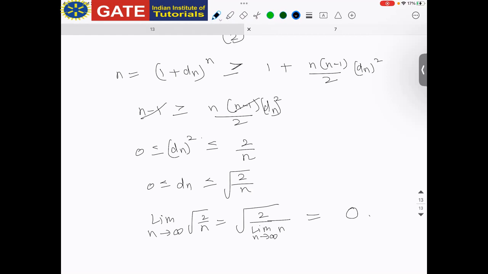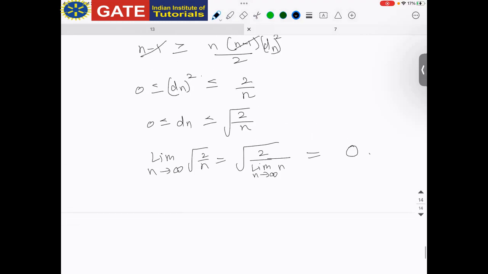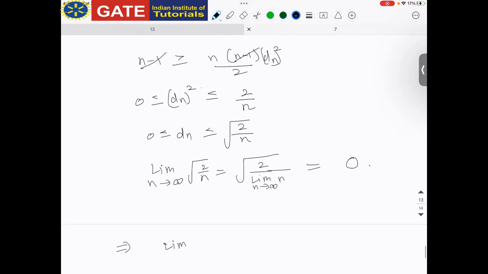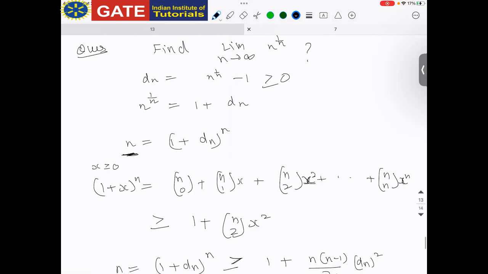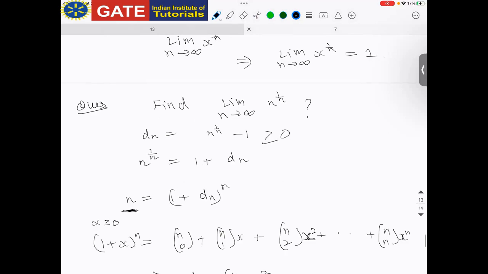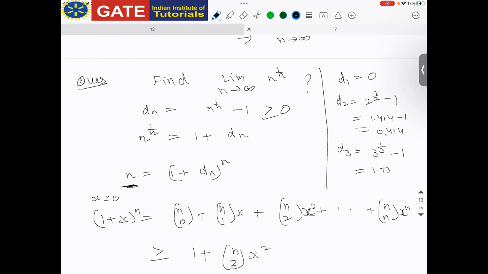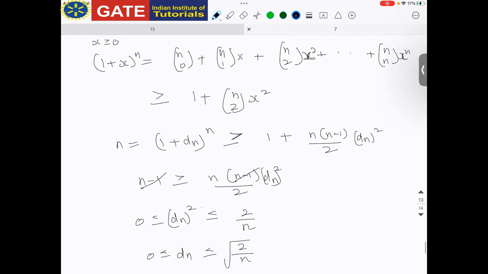Because in the denominator you have infinity. So that means your dn is by default greater than or equal to 0, right? Look at here, dn is n raised to the power 1 by n minus 1. So when n is 1, your d1 is 0. Your d2 is 2 raised to the power 1 by 2 minus 1. That is root 2, which is 1.414 minus 1, so this is 0.414. It is increasing. d3 is 3 raised to the power 1 by 3 minus 1, and 3 to the power 1 by 3 is about 1.44, so this is still greater than 0. Still greater than 0. So dn is greater than or equal to 0 for all n.